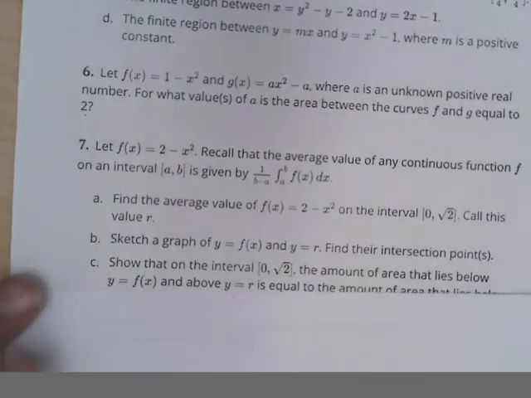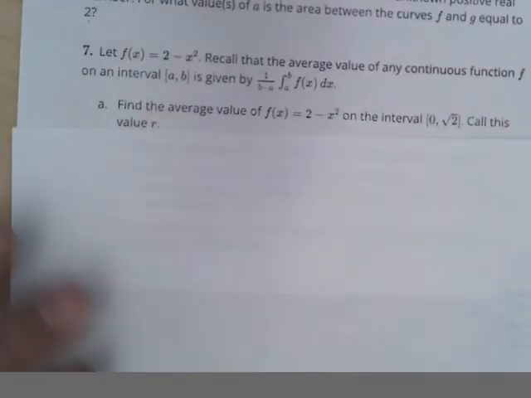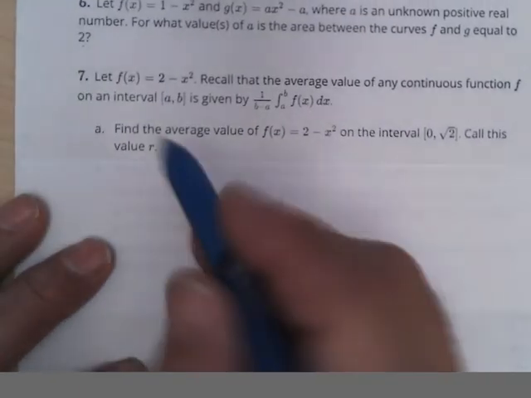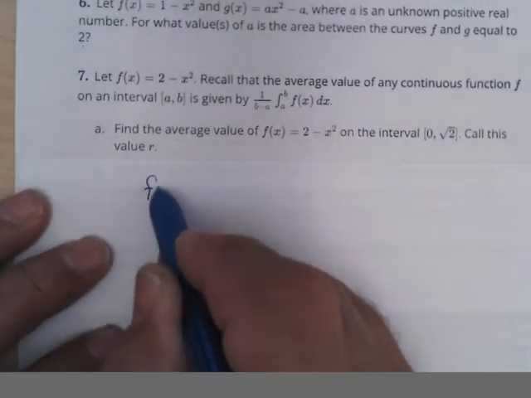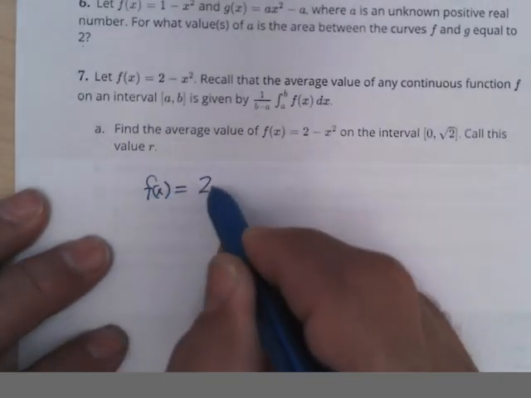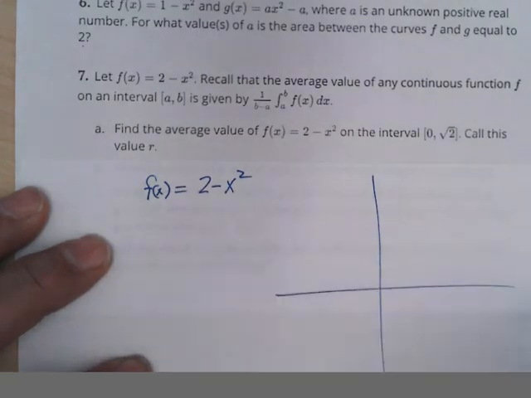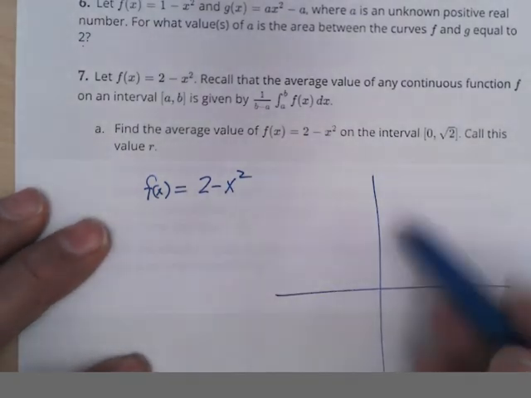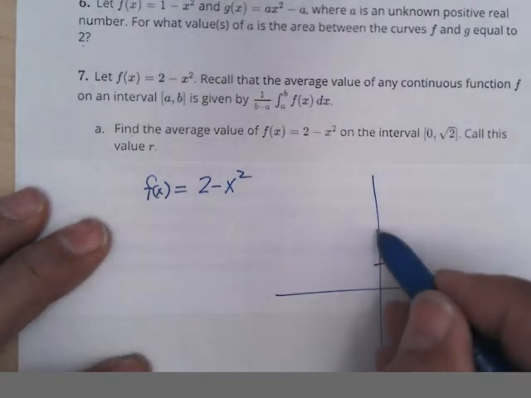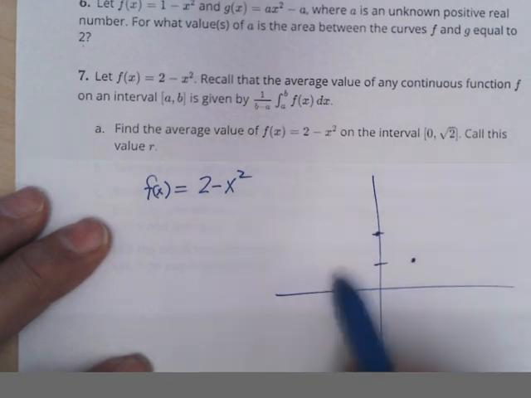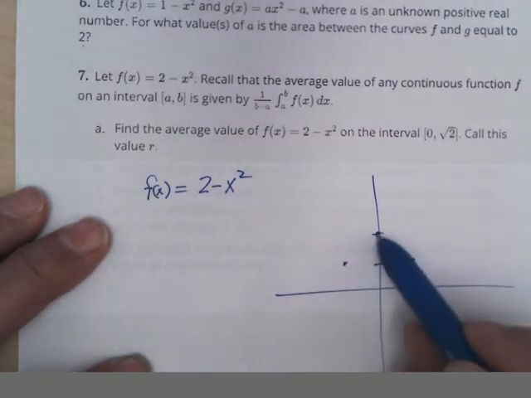And 7. So on 7, we have f of x is 2 minus x squared. I'm going to draw this kind of big because I need to show you some details on this. So this goes through plus 2, and it's an upside down parabola, so it's going to go through 1, and 1 down and 1 down there.